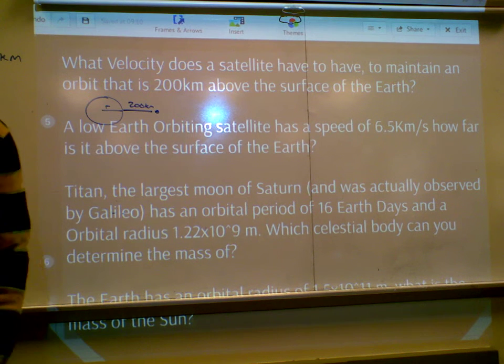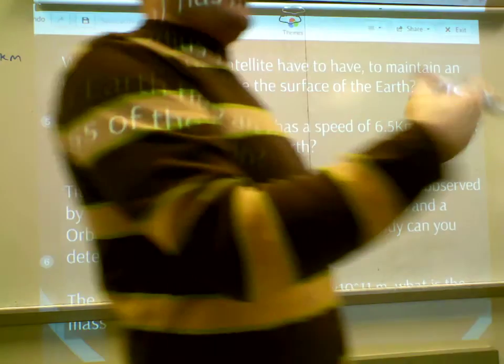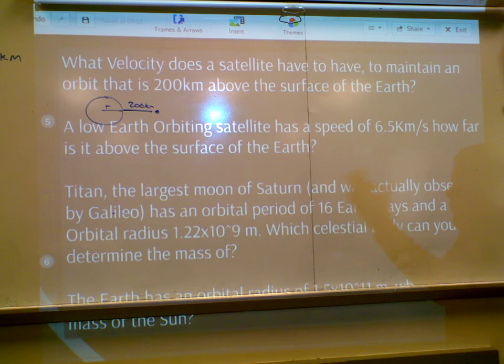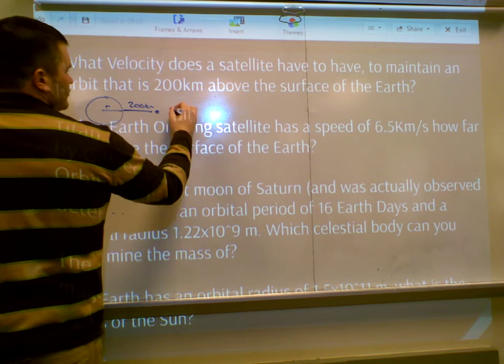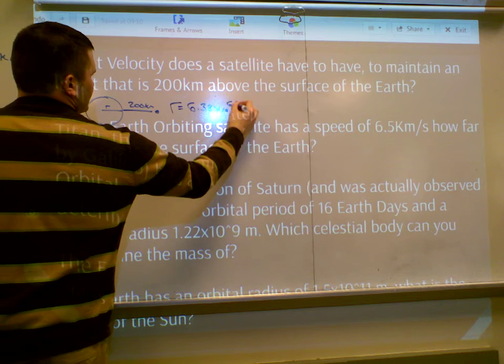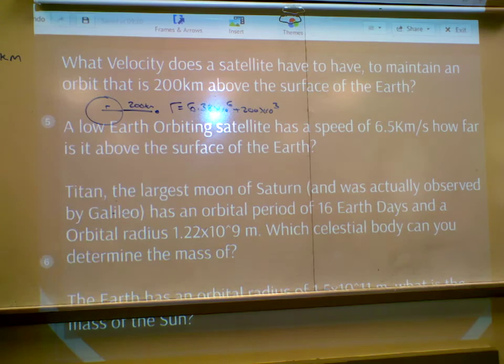Okay, so our radius, we need to convert 200 kilometers into meters. 200 kilometers is 200 times 10 to the third meters. An easy way to convert is just to know that kilo means times 10 to the third. What's the radius of the Earth? 6.38 times 10 to the sixth. So the real radius is 6.38 times 10 to the sixth plus 200 times 10 to the third. Does that make sense?